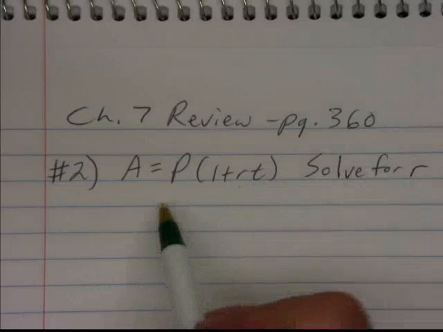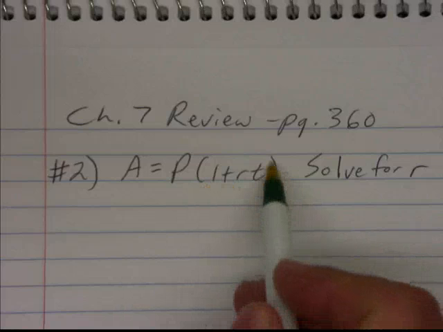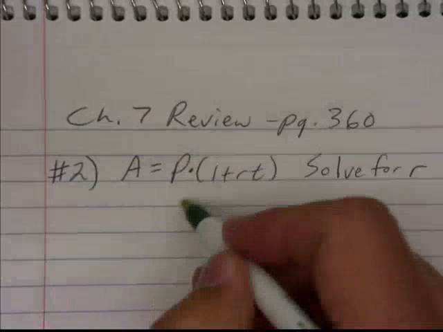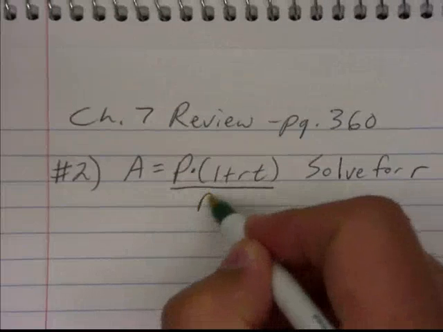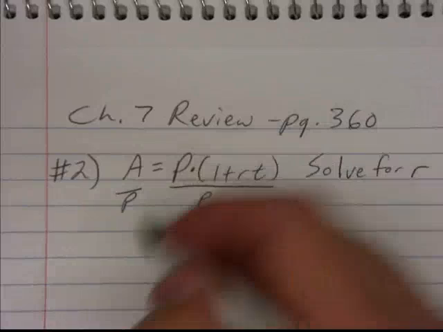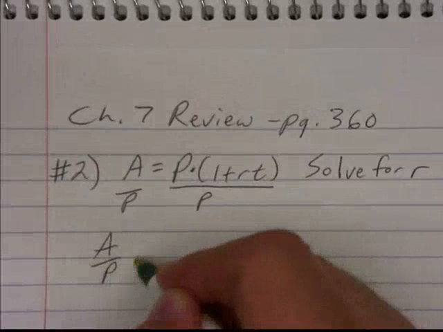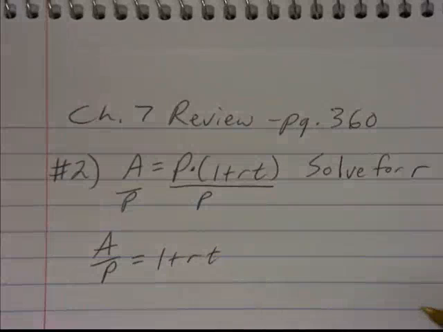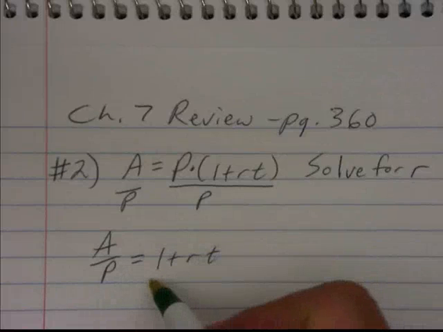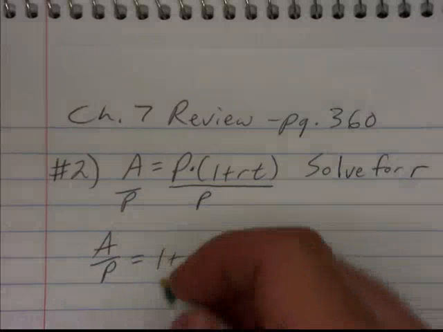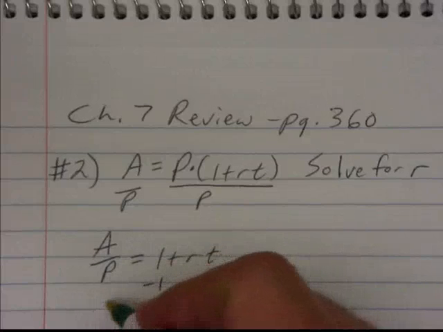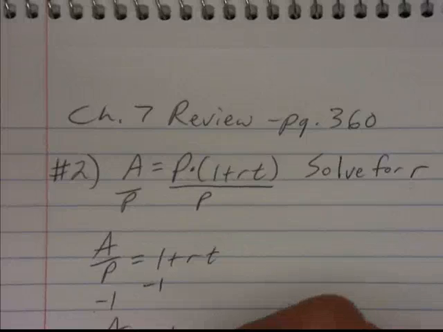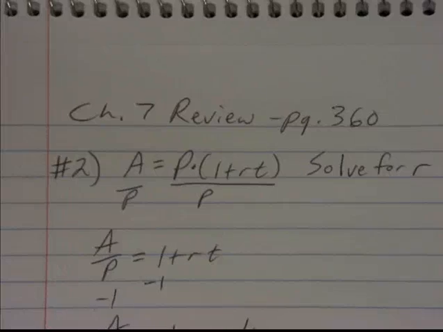So first thing we want to do is we want to get this parentheses all by itself. So we have a multiplication here. In order to undo multiplication, we would divide both sides by P. So that'll give us A over P equals 1 plus RT. Now we want to subtract 1 from both sides so we can isolate the RT. So we'll subtract 1 from both sides. We'll get A over P minus 1 equals RT.